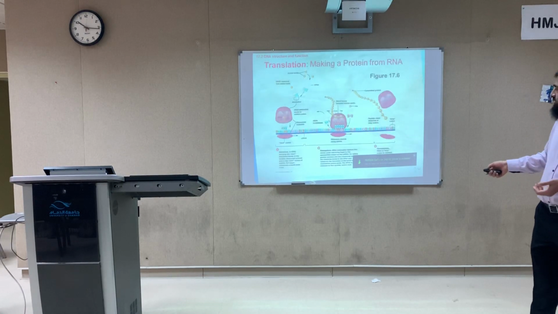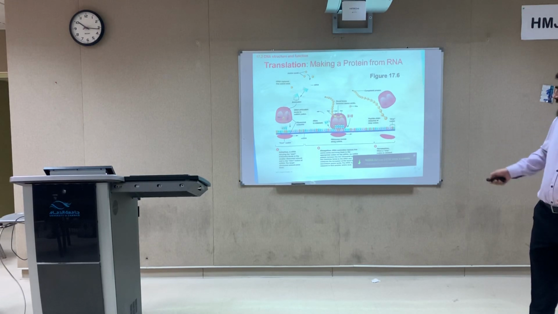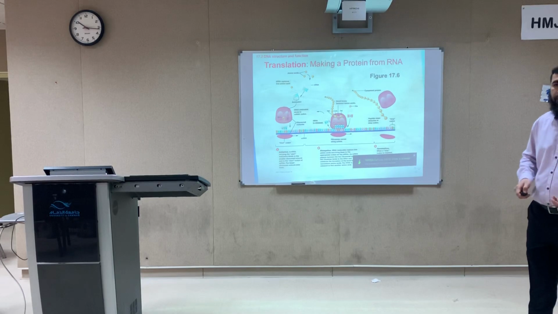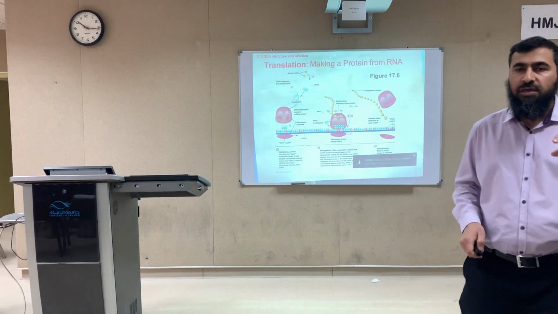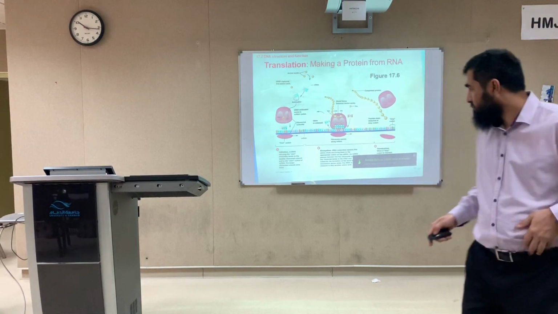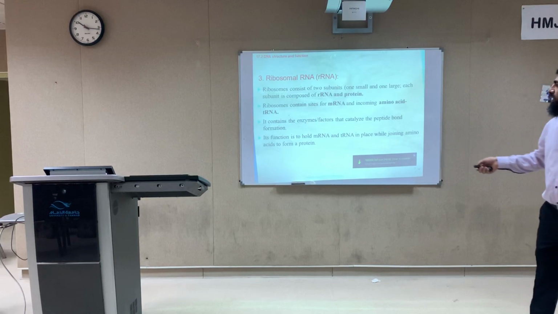So in this case, how is it doing that? By formation of base pairing between the codon and anticodon. The opposite complementary base pairs which are found on the tRNA. So that's what ribosomal RNA is for.